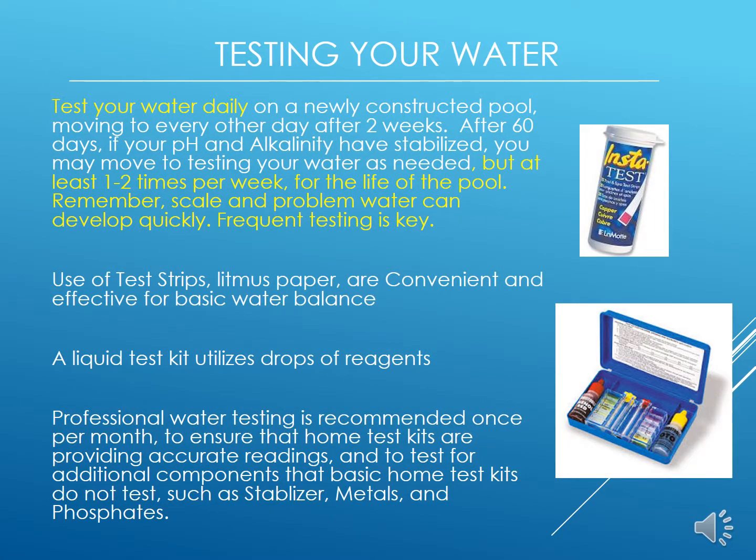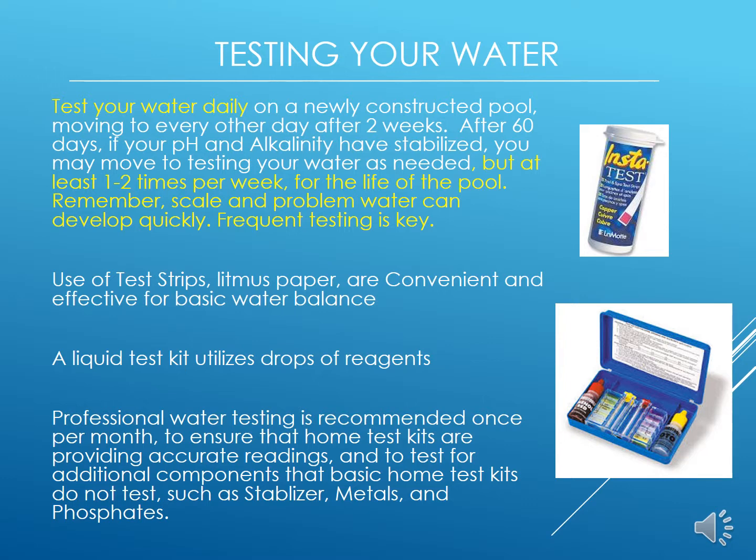Testing your pool water. Test your pool water daily on new constructed pools. It's very, very important to keep your plaster looking beautiful. Move to every other day after about 2 weeks. And after 60 days on a newly plastered pool, if your pH and alkalinity have stabilized, you may move to testing your water as needed. But we recommend at least 1 to 2 times per week for the life of the pool. Remember, scale and problem water can develop very, very quickly, so frequent testing and prevention is key.